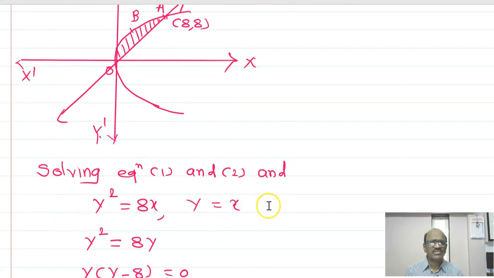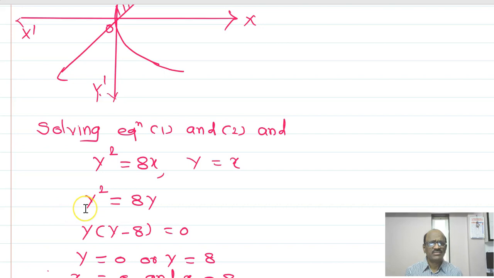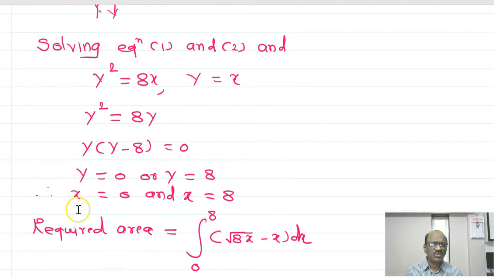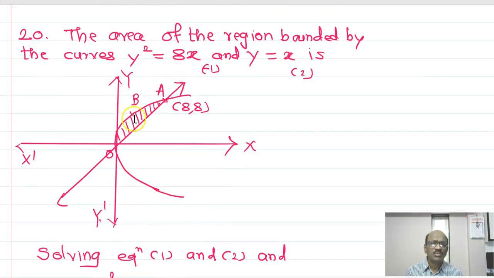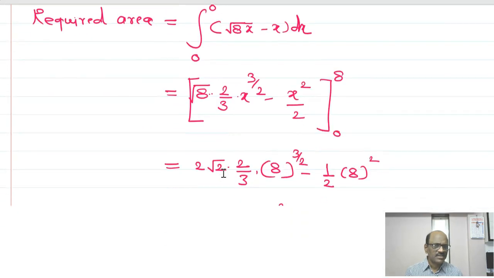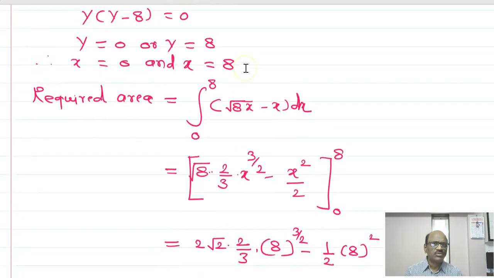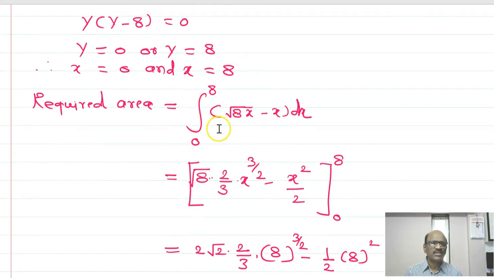Now see this, y square is equals to 8x and y is equals to x. Substitute the value, that is y is equals to x. Then you will get y square is equals to 8y. Take y as common, then y is equals to 0, y is equals to 8. At the same time, we will get x is equals to 0 and x is equals to 8. Now what is our problem? The required area is the integral 0 to 8 of root of 8x minus x. Means what? The area below this parabola minus the area below this line. Therefore, that is the integral 0 to 8 of root of 8x minus x.